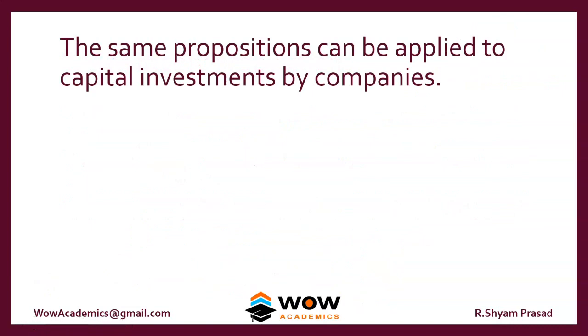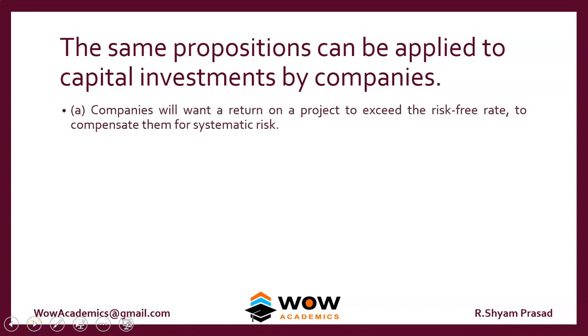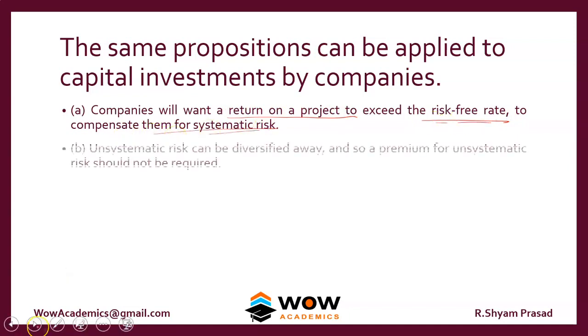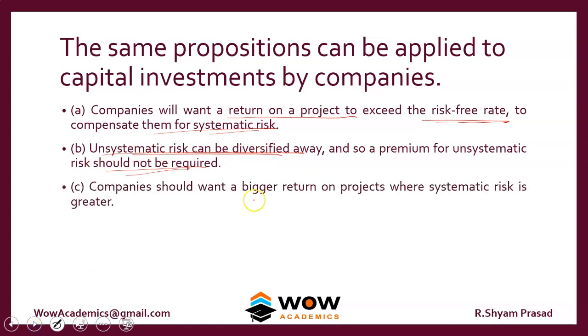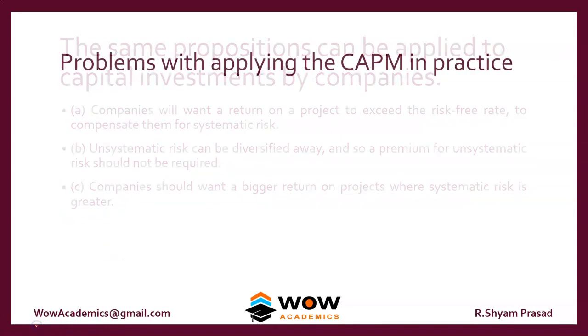The same propositions can be applied to capital investment by companies. Companies will want a return on a project that is more than the RF, because they take risk. Unsystematic risk is usually diversified, so they should not ask for a return for that. If the beta of the project is higher, they need a higher KE.